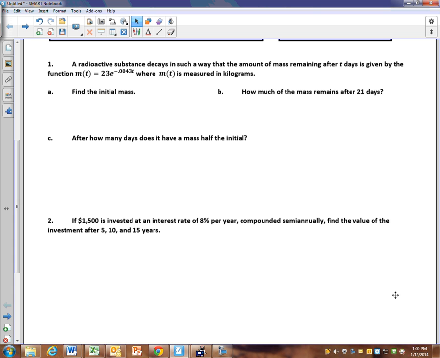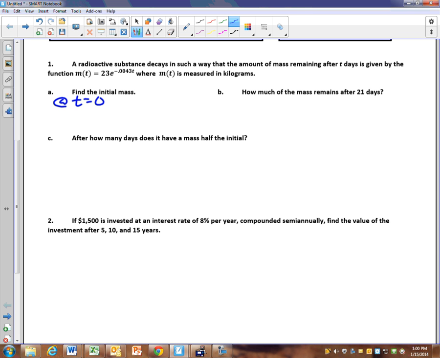It says, a radioactive substance decays in such a way that the amount of mass remaining after t days is given by the function m of t equals 23 e to the negative 0.0043 t, where m of t is measured in kilograms. Find the initial mass. So, you tell me, initial mass is how much the material weighs at the very beginning. So if I want to know at the very beginning, what time should I plug in? Time 0. Very good. So we're wondering at time equal to 0.